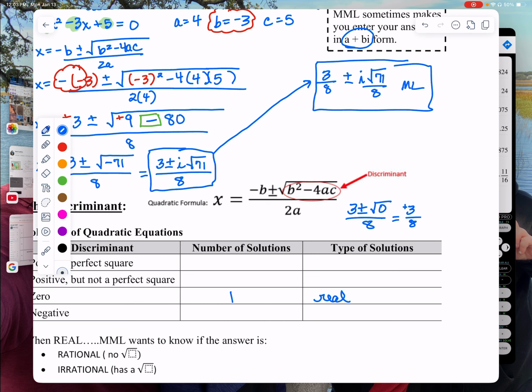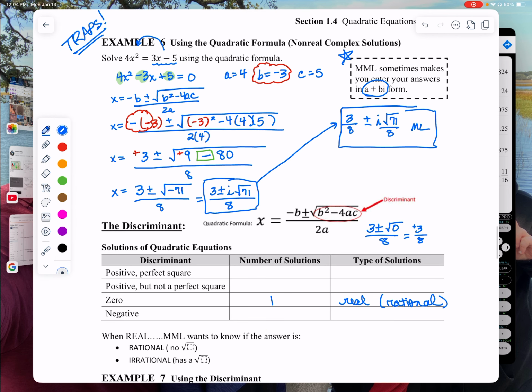The type of solution is a real solution. There are no imaginary numbers. They call it rational. Rational just means it's a fraction. That doesn't mean it has to be a fraction. I could have gotten an answer like 2, but they call it rational because you could write it as a fraction.